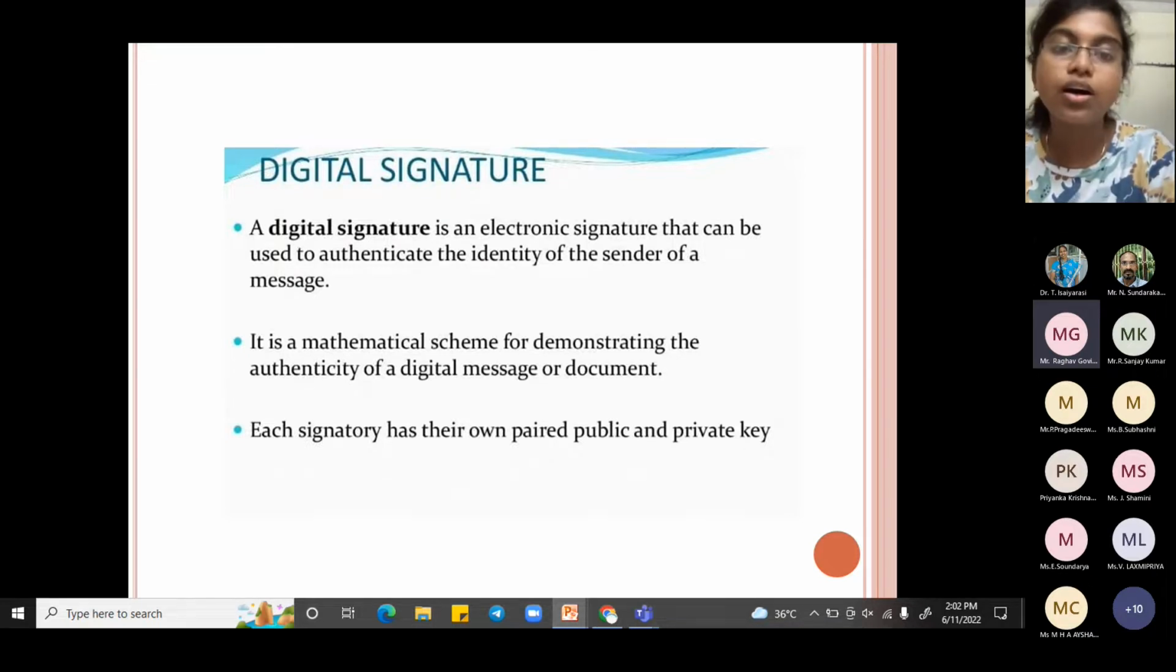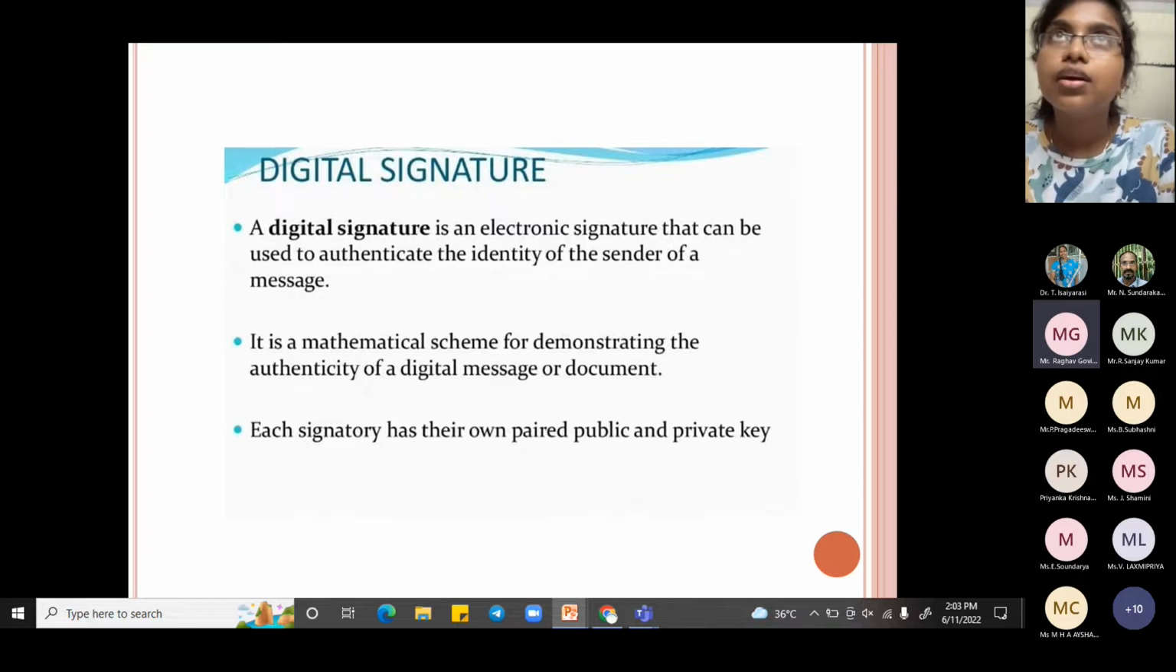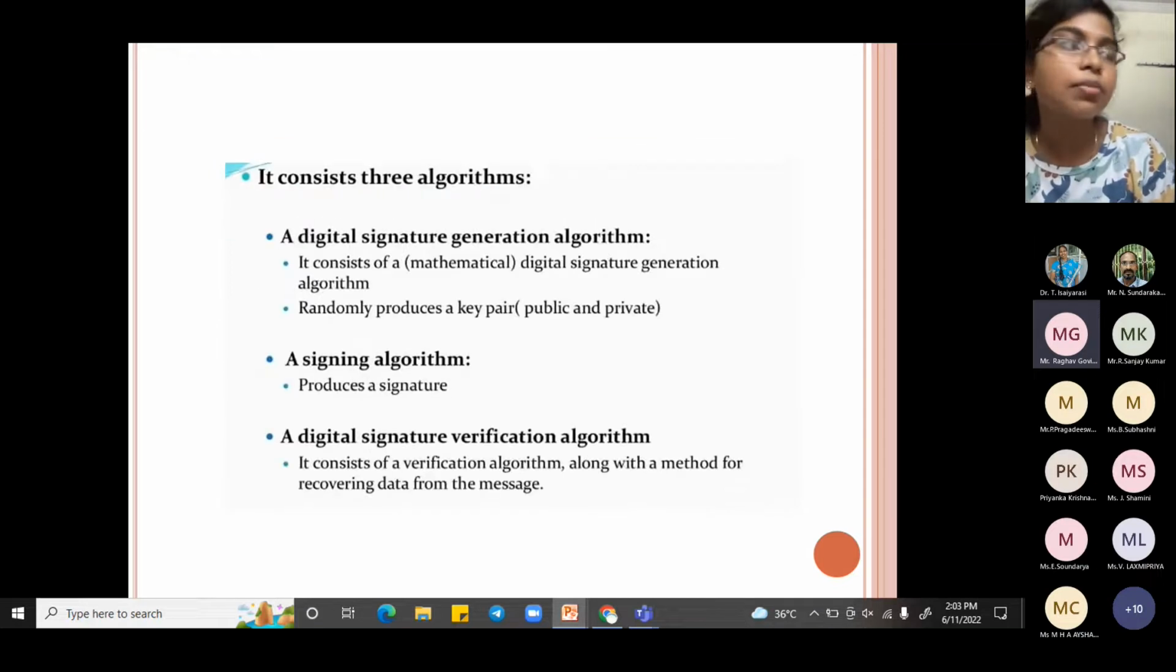We can use it to authenticate the identity of the sender. It is a mathematical scheme for demonstrating the authenticity of a digital message or document. Each signatory has its own paired public and private key. A key, as you all know, is a constant value we use to encrypt plaintext into a ciphertext. It can be a public key or a private key. A private key is something that only certain people can use, like the sender and the recipient. Public keys can be used by anyone. That is a public key.